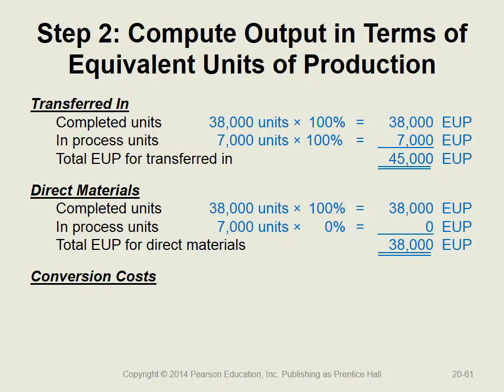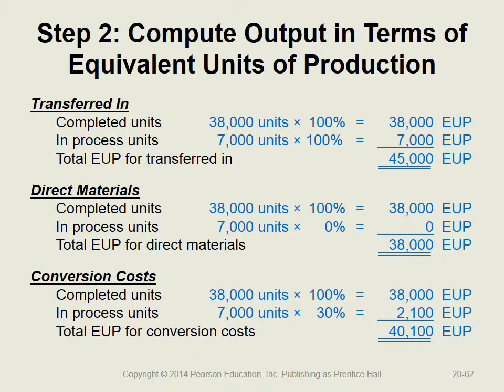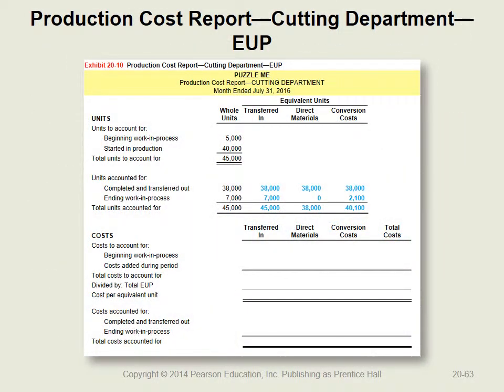Units completed in the cutting department are 100% complete for direct materials. However, the units that are in process do not yet have any direct materials added in this department because the box is added at the end of the process. Because they are still in process, the box has yet to be added. Therefore, they are 0% complete for direct materials. Units completed in the cutting department are 100% complete for conversion costs. The 38,000 puzzle boards have been completed and transferred out to finished goods inventory. Only 30% of the conversion work has been done on the puzzle boards that are still in process. This information is added to the production cost report as shown in Exhibit 20-10. The units section is now complete.